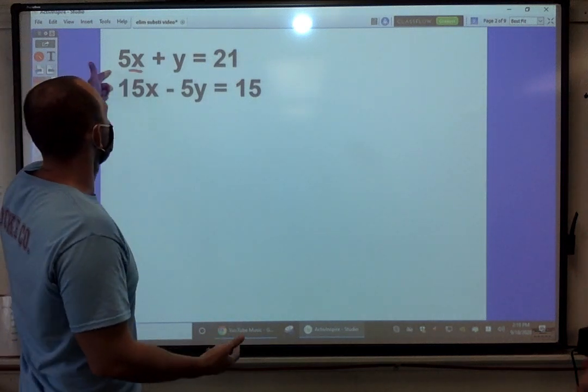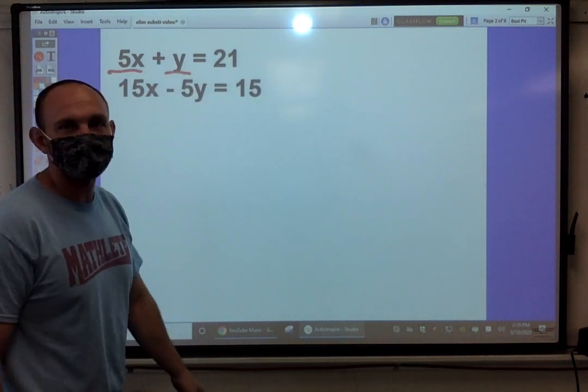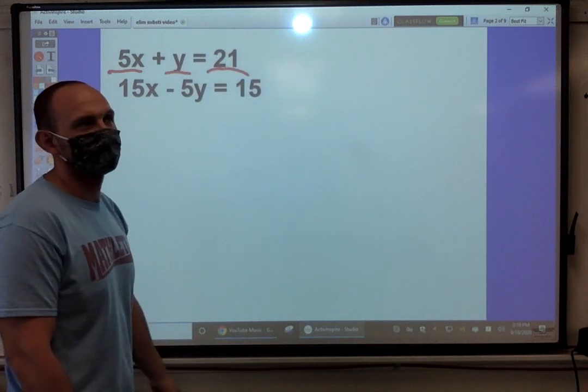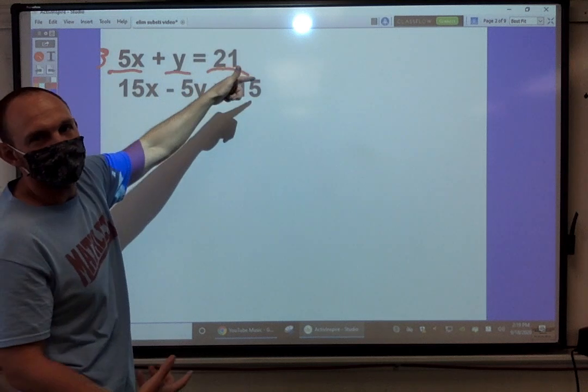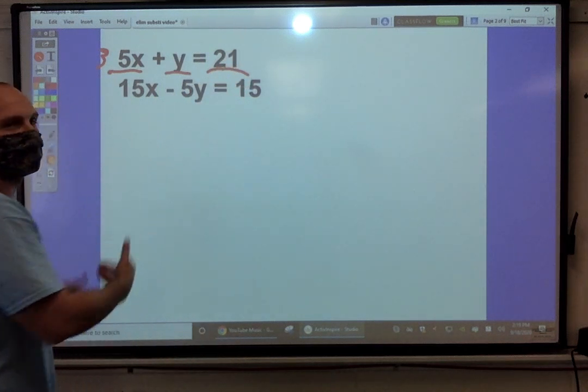If I buy 5 pairs of shoes and 1 shirt, and it costs $21, if I triple what I buy, it's going to triple my cost, right? So I get how we can do it. That makes a lot of sense.